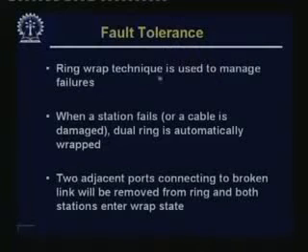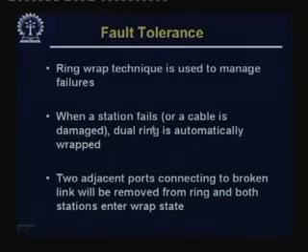So, that is why the physical diameter of an FDDI ring is kept within 100 miles, so that if there is a failure, the total ring diameter does not exceed 200 miles, which is the standard. So, the ring wrap technique is the same technique as we mentioned earlier when we talked about protection and restoration. The technique is used to manage failures.